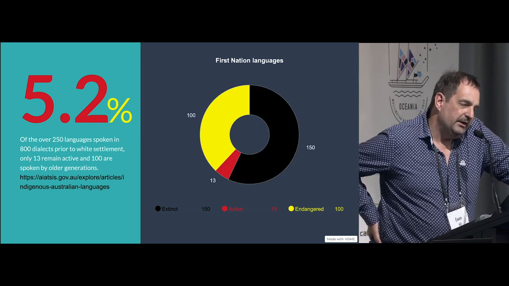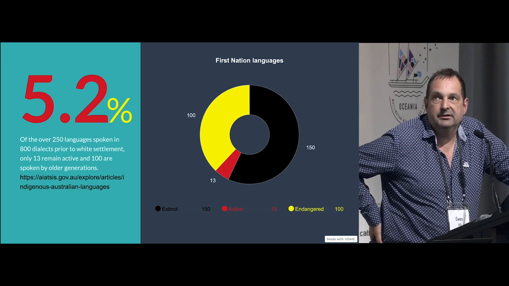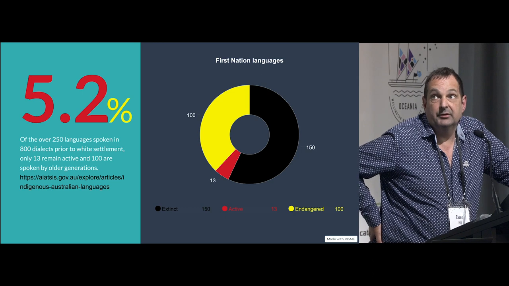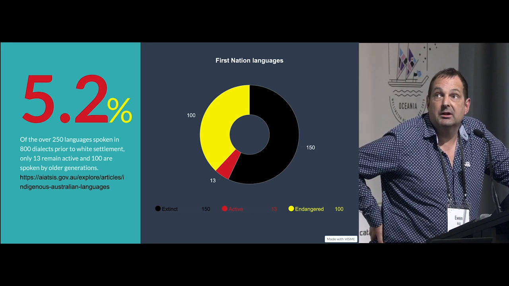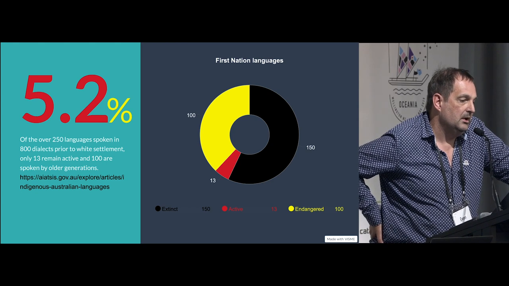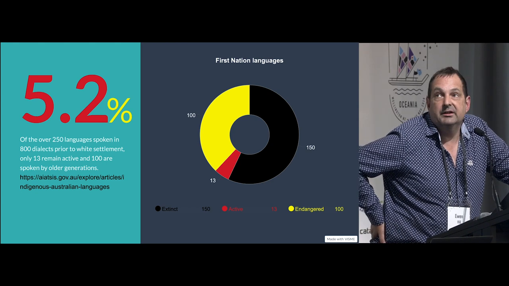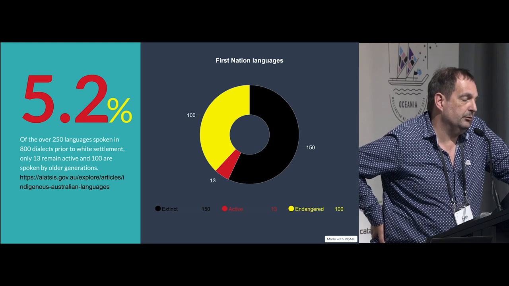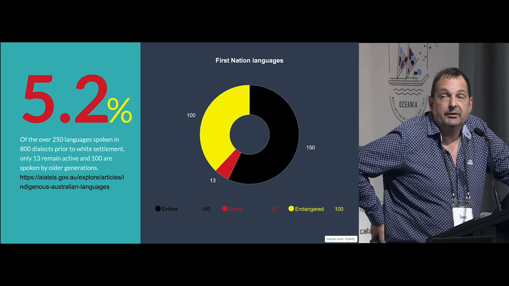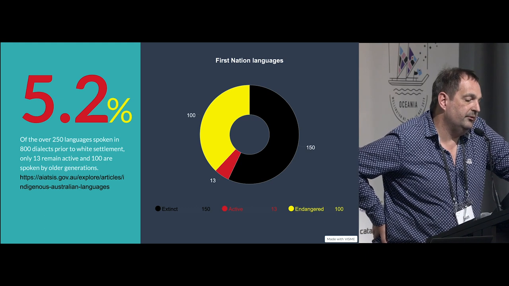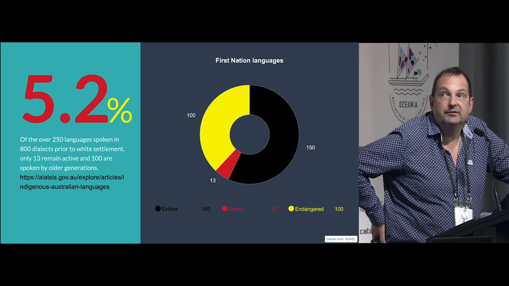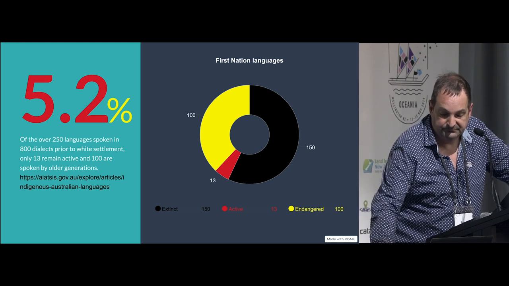We had 250 languages in Australia, about 800 dialects. Sadly, most of them are gone. The endangered ones are only spoken by very few families. We lost a lot of the First Nations through a whole lot of diseases and through massacres. So we don't actually have a whole lot of information about a lot of the languages. So we've got 13 which are actually active in the community nowadays.